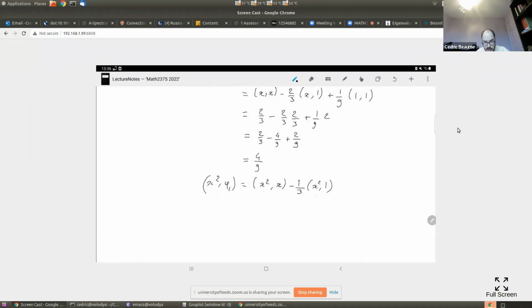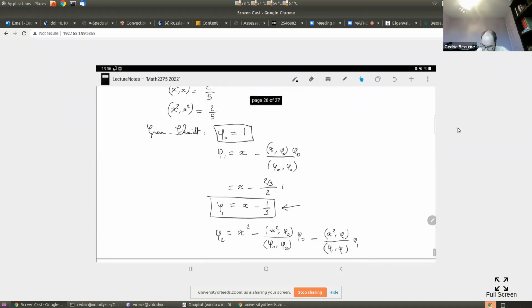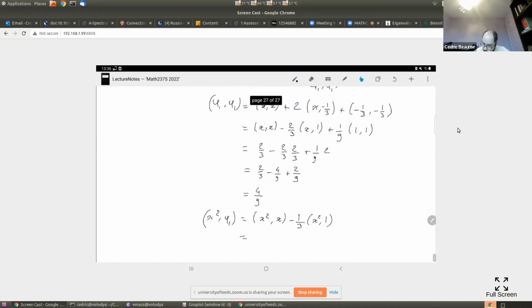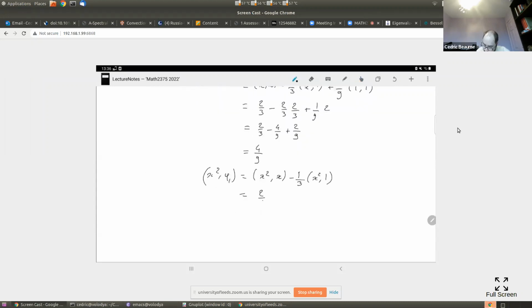Okay, so this is with minus 1/3. And x squared x, I think, is 2/5. I remember. Well, yeah, it's 2/5. So I get 2/5 here minus 1/3, and I think that's 2/3, right? So in the end, I get 8/45. 2 9s, yeah, that's right. Okay, so that's what I get there.